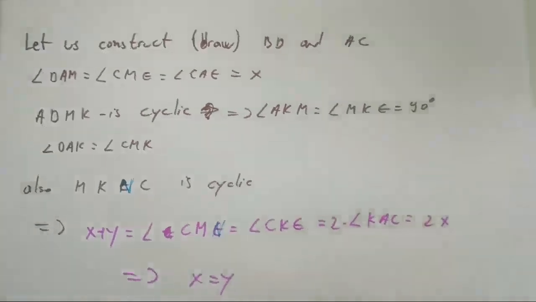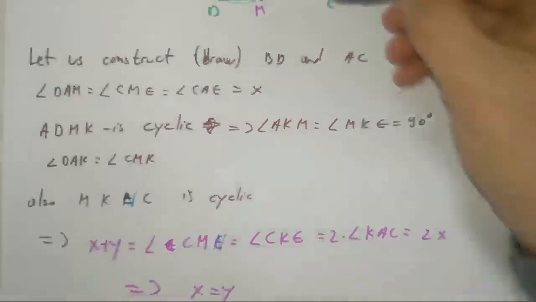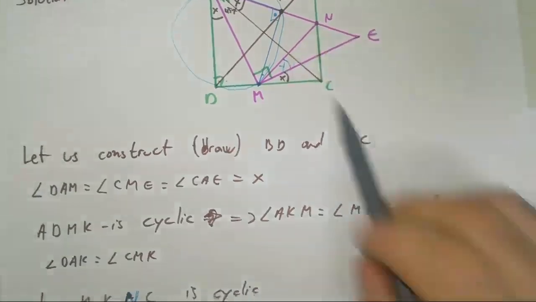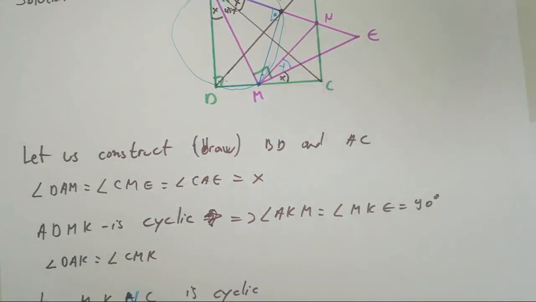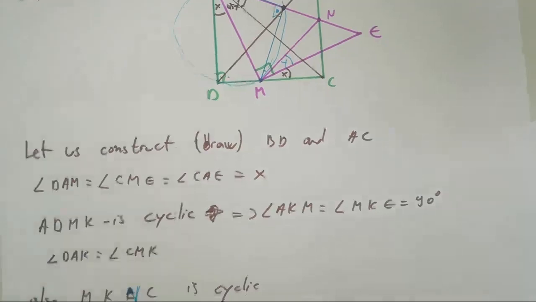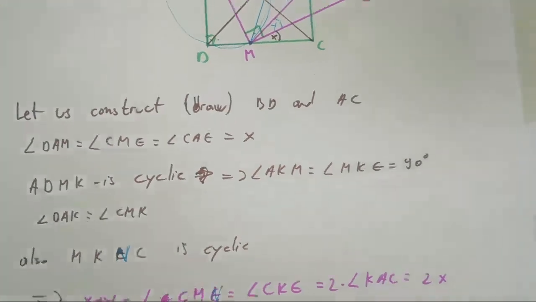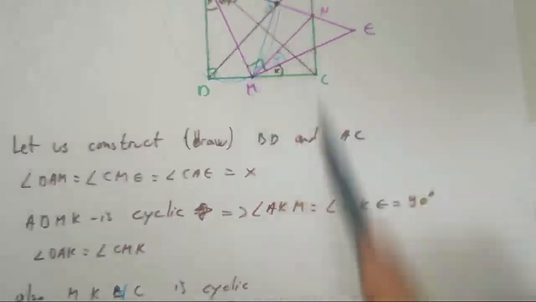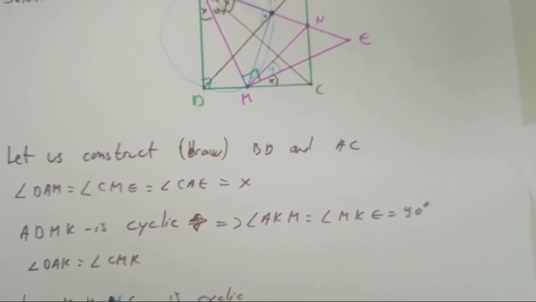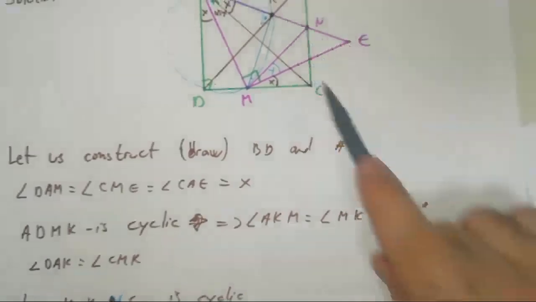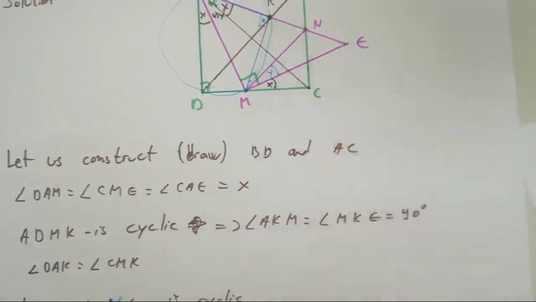So the angles x plus y, I've denoted here angle y to be this angle, so I want to keep writing it. This angle is y, this angle is x. X plus y is the angle CMN, which is the same as the angle CKE or CKN, whichever you want. You can write here as CKN.